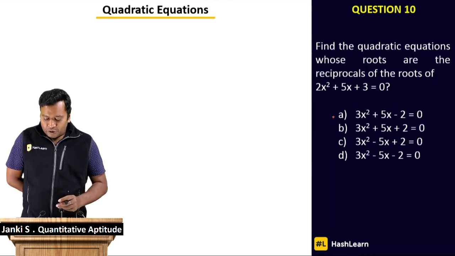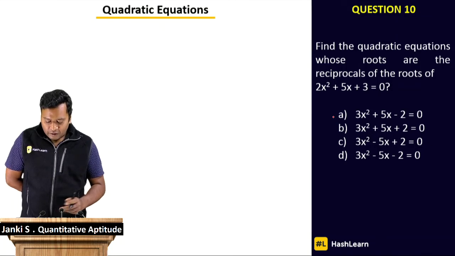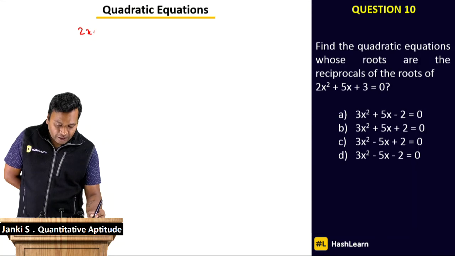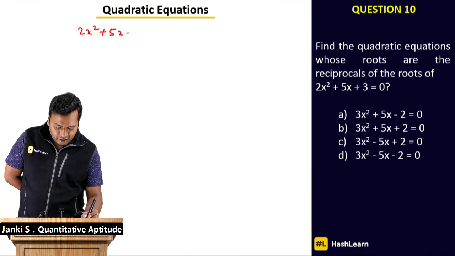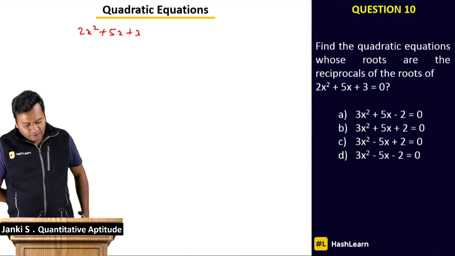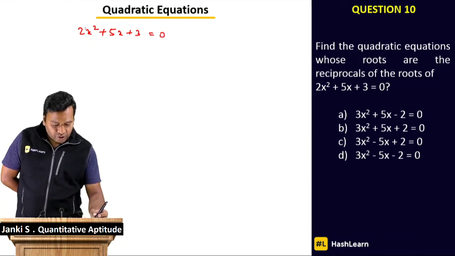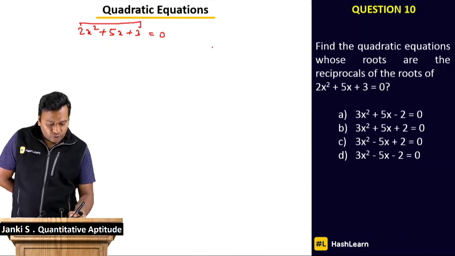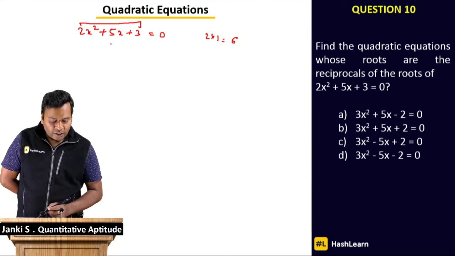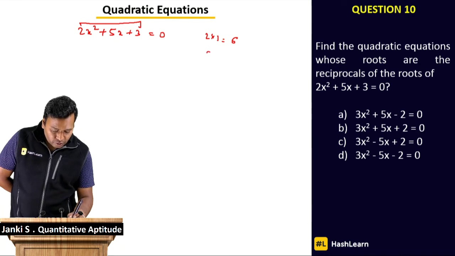Find the quadratic equation whose roots are reciprocal of the roots of 2x square plus 5x plus 3 is equal to 0, right? So let's find out the roots first. So my roots are what? I'll take this value, right? So 2 into 3 is nothing but 6, and the summation is nothing but 5. So what are the conditions possible? Nothing but 2 and 3, right?